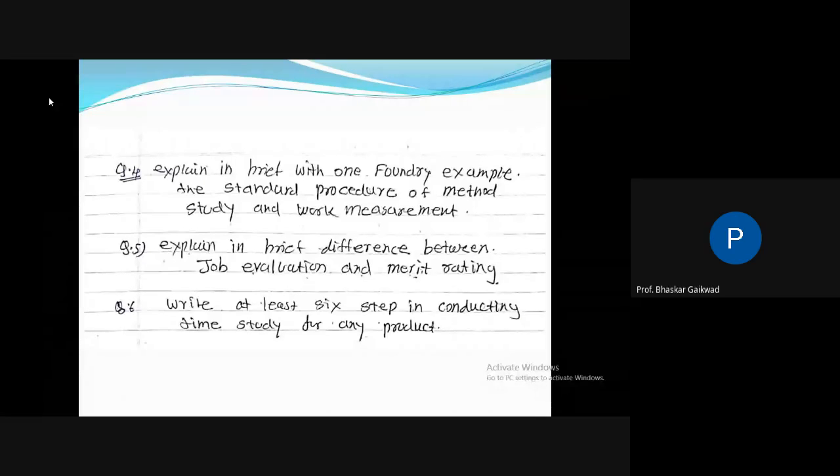Okay, so what is that difference? Briefly, I have given it in the last lectures in the PPT or study material. Everything is given. Just write that. Then one more question is there. Write at least 6 steps in conducting a time study for any product. Now, previously, in question number 4, work measurement steps were there. The same steps are there, but you have to select any product and calculate the standard times. Similar thing is there. You only have to put in one example and decide the standard time for the same job.